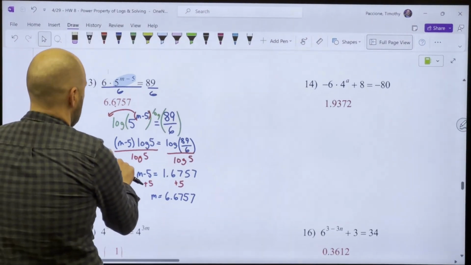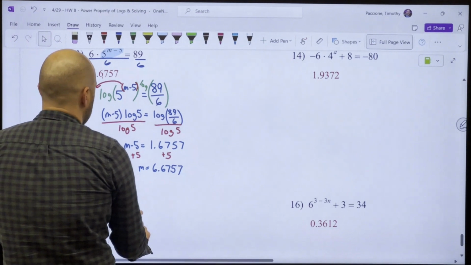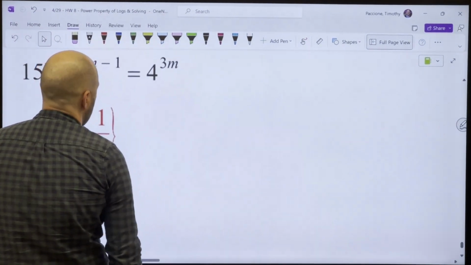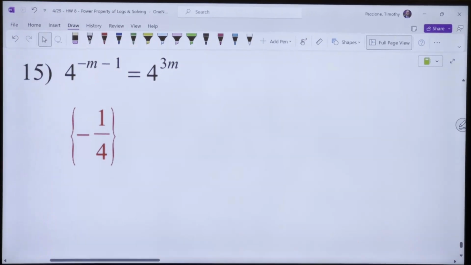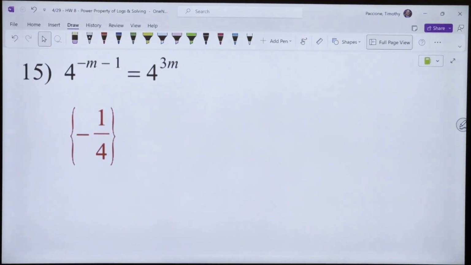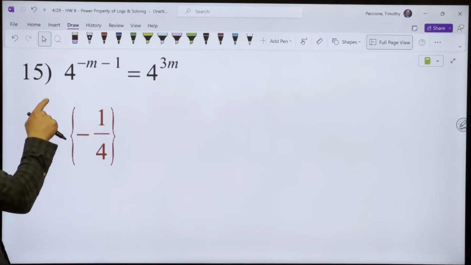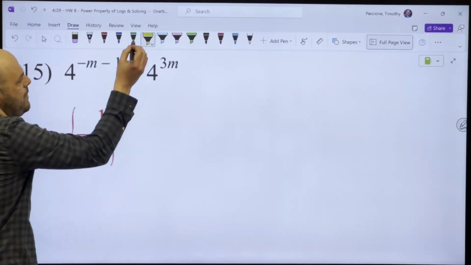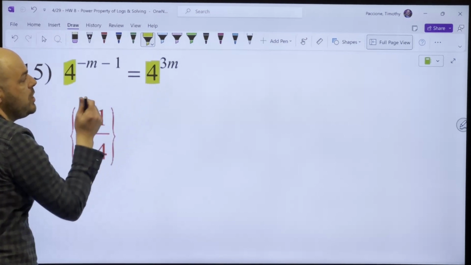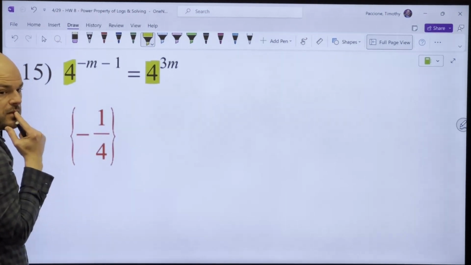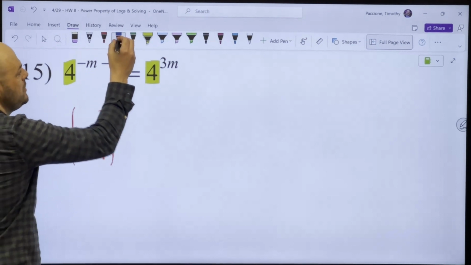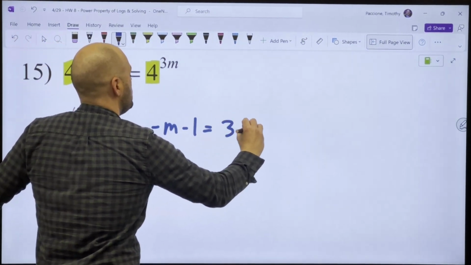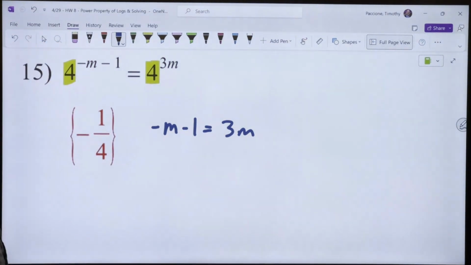15. All right, so 15. Is this a log problem? No. It can be a log problem if you want to put a lot of extra work into it. But what do we notice on each side here? I got common bases, 4 and 4. When you have common bases, what's true about the exponents? They're equal. Negative m minus 1 equals 3m. Solve for m.